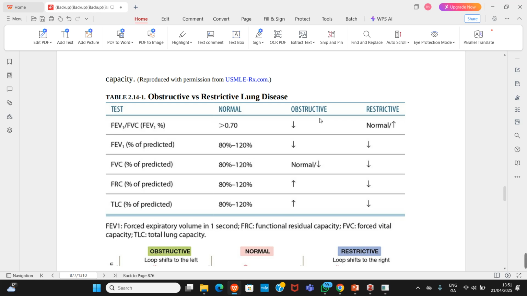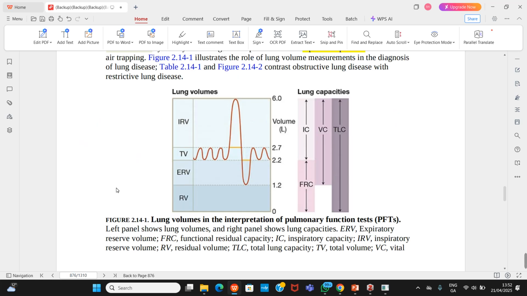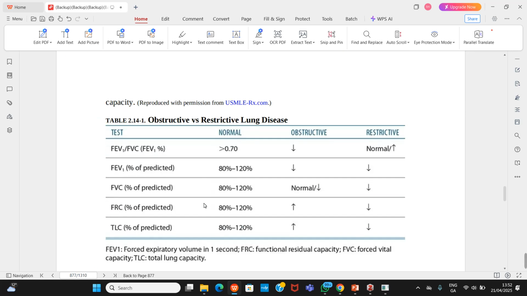In fact, it is because the residual volume is increased that the functional residual capacity is increased, because functional residual capacity is the sum of residual volume and the expiratory reserve volume. That's just the logic. Once you know that, there's no way they can twist that question, you will get it. FRC is going to be increased, TLC is going to be increased, residual volume is going to be increased because these are the volumes of air that remain in the lung after expiration. If you have a problem with expiration, you cannot take air out, so those volumes are going to increase.